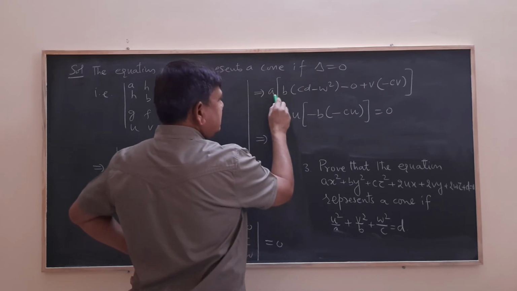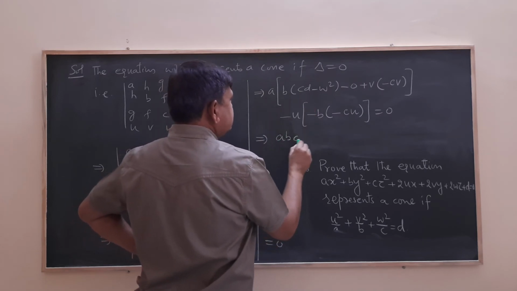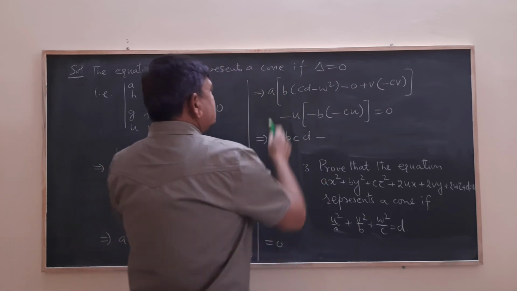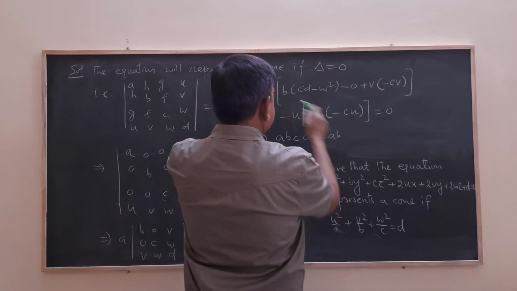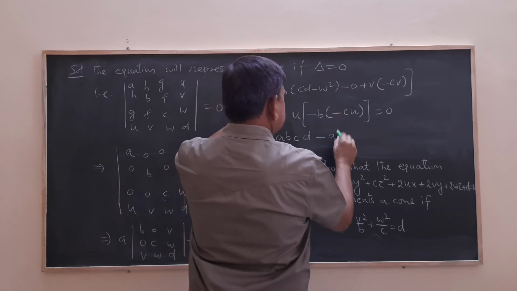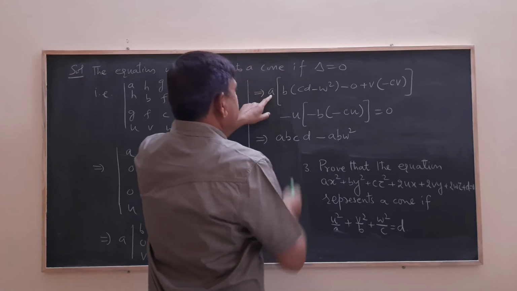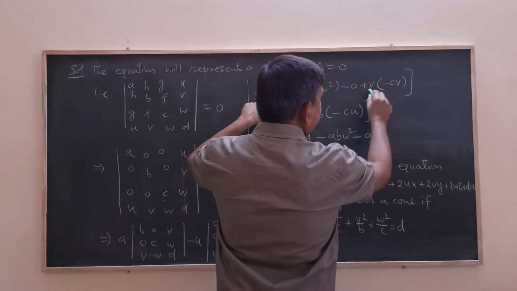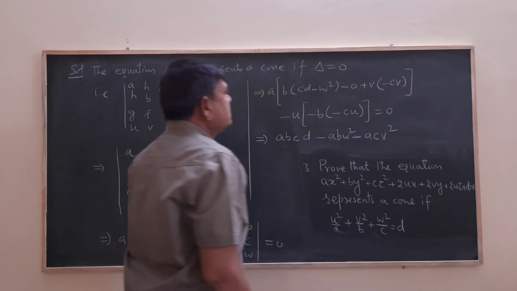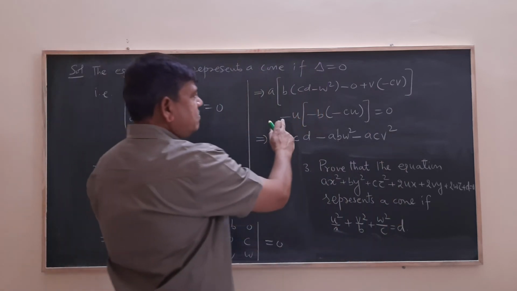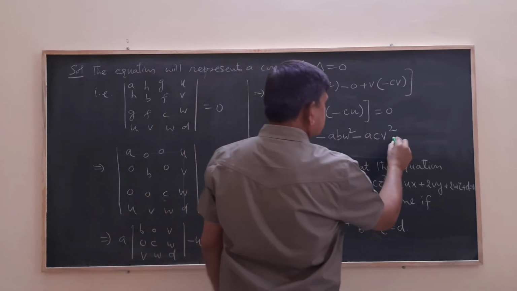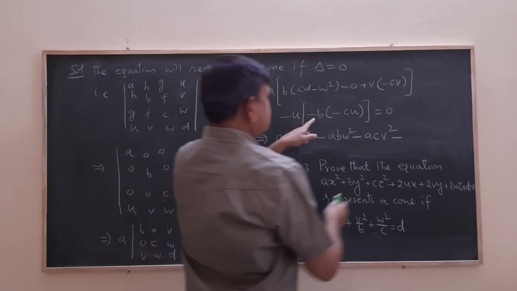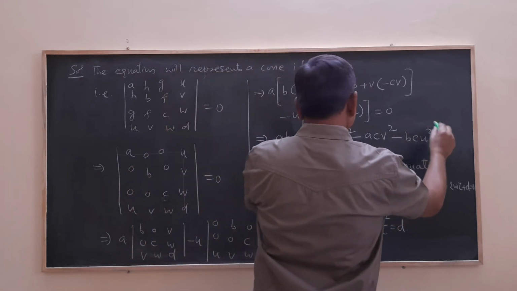Just multiply the whole: A, B, C, A, B, C, A, B, C, D, and minus AB minus AB W square. Okay. And then A is multiplied by this, it is minus AC V square. And then it is minus plus, then it is minus. Minus plus, then it is minus, then it is BC V square.